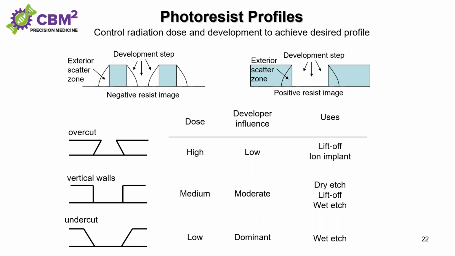So how can we change the sidewall profile? You can do it by changing the dose. If you use a higher dose, then you will have an overcut, a medium dose is ideal, and with a low dose, you may have this undercut.